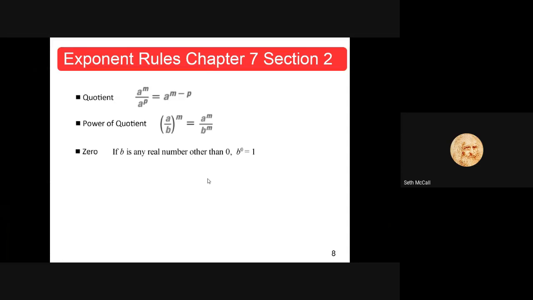The third property that we discussed in Chapter 7, Section 2 was called the zero property, meaning that anything to the zero power is 1, no matter what. That one's a fairly easy one.